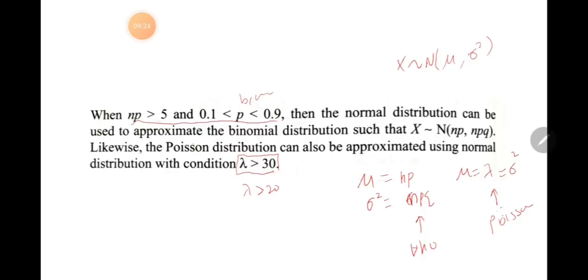Similar to what we have learned, you can approximate the binomial using the Poisson distribution. So what would the condition be? You need n greater than 50, right? So you need n greater than 50 and np less than 5, if you need to use Poisson to approximate binomial. I've already given this to you in MS Teams.